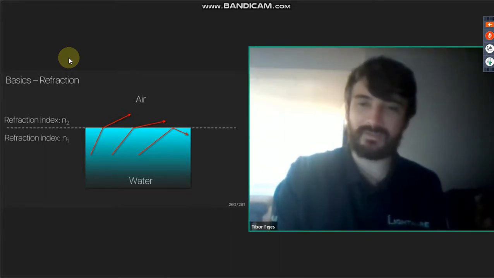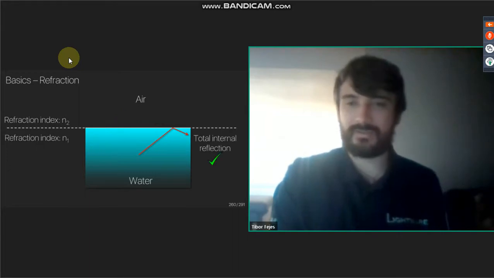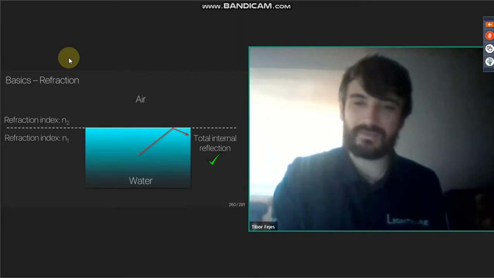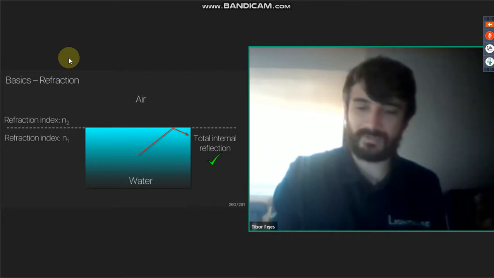And what we want to happen is what's happening on the right here. So the light ray here hits the surface of the water at a very steep angle below what is called the critical angle. And so it doesn't go out into the air, it stays in the water. So this is called total internal reflection. And this is what we want to happen inside our optic fiber.